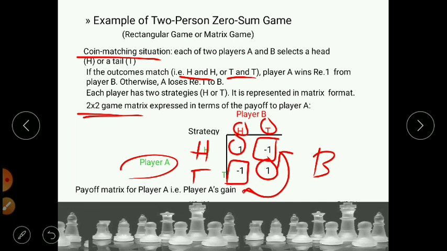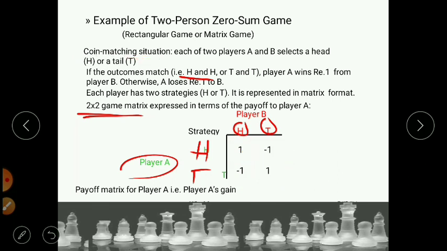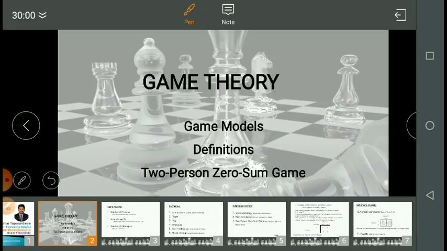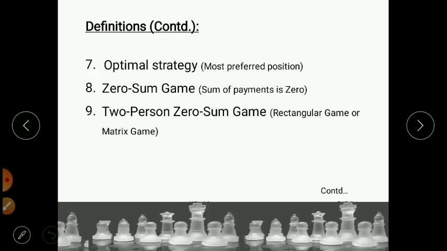Right. So this is just an example of a two-person zero-sum game. So ultimately, the payoff matrix for player A, that is player A's gain, is represented by this matrix. Okay, fine.